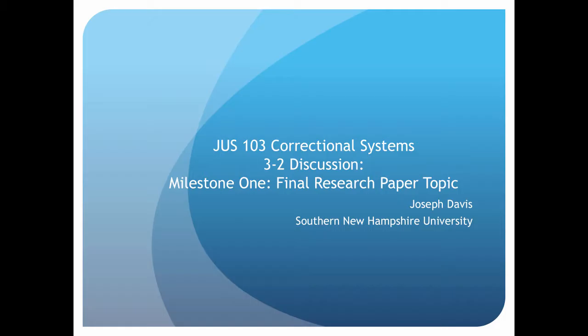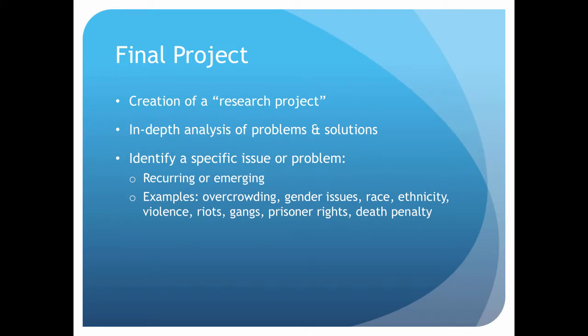Today we're going to talk about Justice 103 Correctional Systems, and in particular Discussion 3-2, which is the first part of milestone number 1, your final research project. So this is actually a very important assignment for you, because you're beginning to build the foundation for that final project.